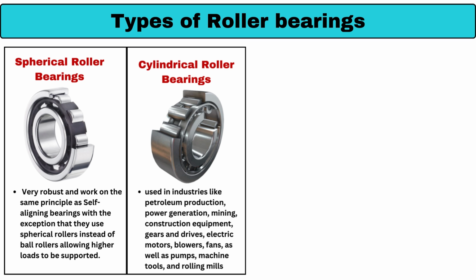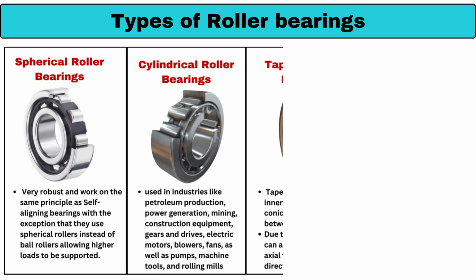Next one is cylindrical roller bearings. Here we use cylindrical rollers, and they can withstand a radial load and some portion of the thrust load also. The cylindrical roller bearings are generally used in power generation equipment, construction equipment, mining equipment, gears, gearboxes, electrical motors, and blowers.